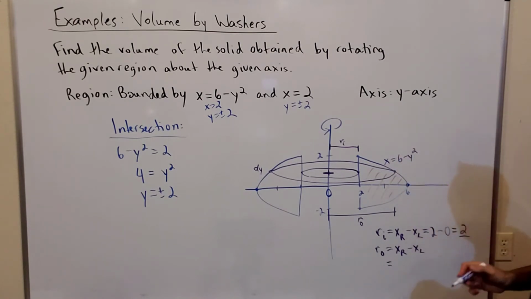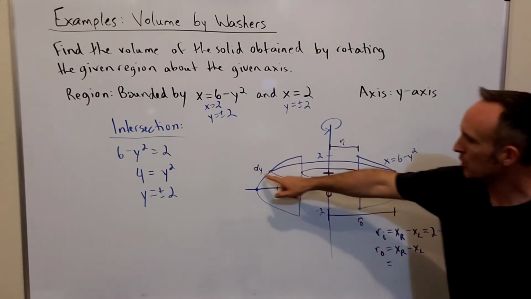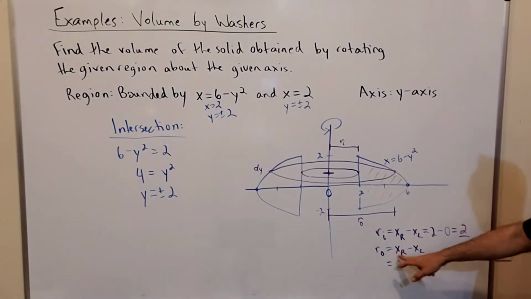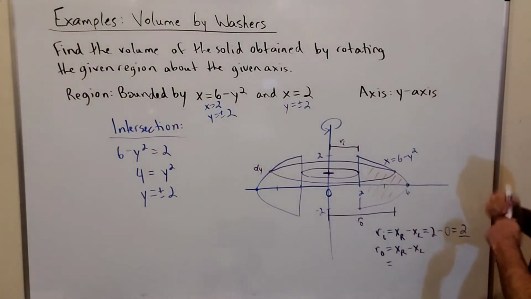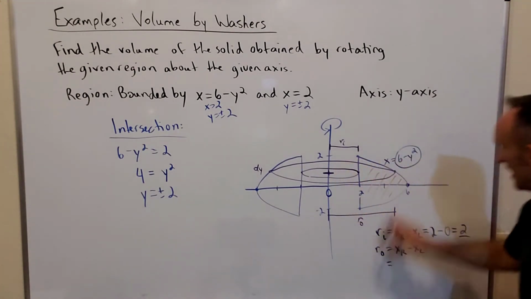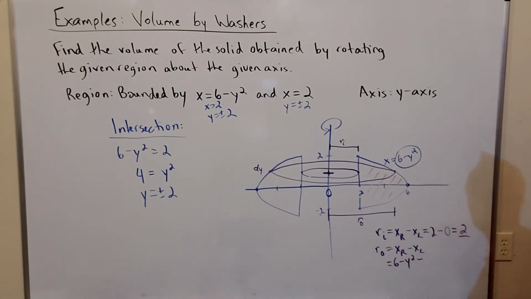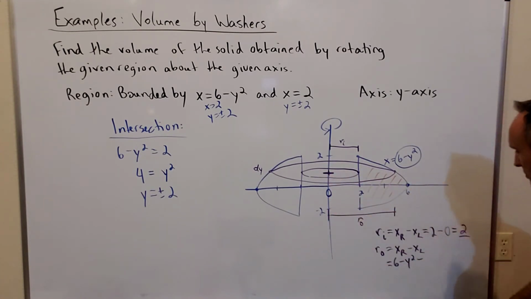Now, this curve, remember, is given by the equation x equals 6 minus y squared. And I know I have to integrate with respect to y because this is dy. So when I look at my rightmost x here, I have to make sure it's in terms of y. So my rightmost x here is going to be 6 minus y squared because x literally equals 6 minus y squared. Minus the leftmost x, which is measured back here to the axis of rotation, is 0. So my outer radius is 6 minus y squared.